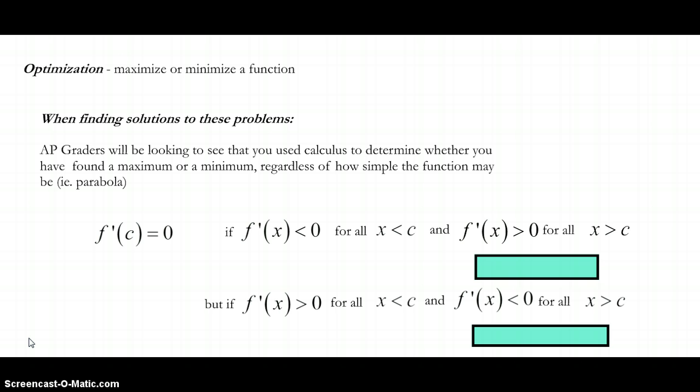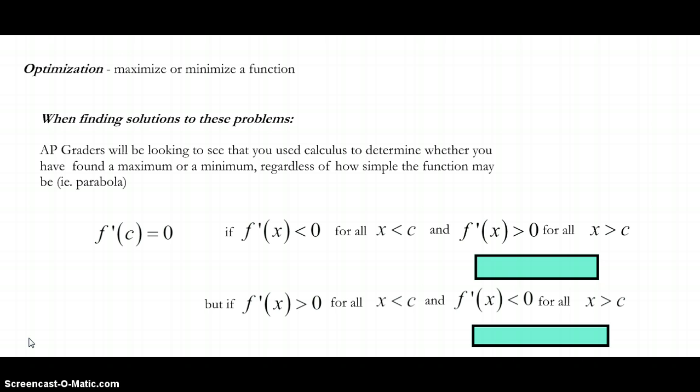So when you're doing these problems, one of the important pieces is to actually show that you found a max or show that you found a min, not just that you found a critical point. AP graders will be looking to see what calculus you use to make that determination. I have seen some AP grading rubrics that say must use first derivative test or second derivative test. I have seen other AP grading rubrics that actually allow you to just say, oh, it was a parabola and I know it was face up because the leading coefficient was positive. But I want you to get in the habit of just using calculus to prove this.